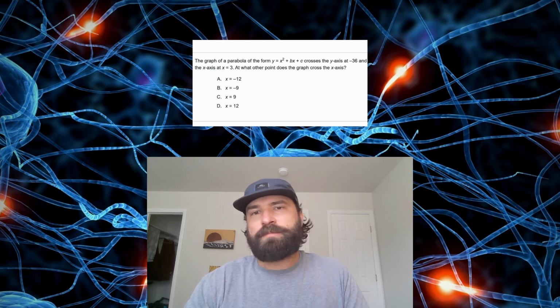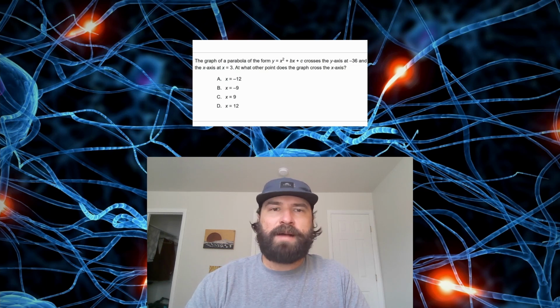All right, let's run through another MTEL question. This one says the graph of a parabola of the form y equals x squared plus bx plus c crosses the y-axis at negative 36 and the x-axis at x equals 3. At what other point does the graph cross the x-axis? We've got some x values here.